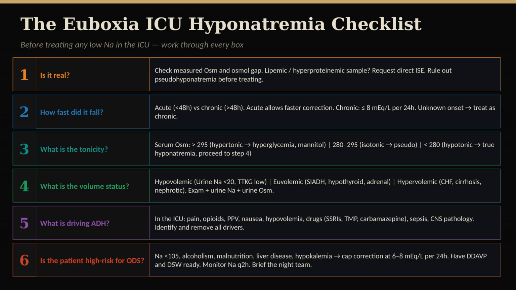Box 6. Is this patient high risk for demyelination? Sodium under 105, alcoholic, malnourished, liver disease, low potassium. If so, cap correction at 6 to 8. Keep desmopressin and D5W ready. Monitor every 2 hours and brief the night team. 6 boxes. Memorize them.